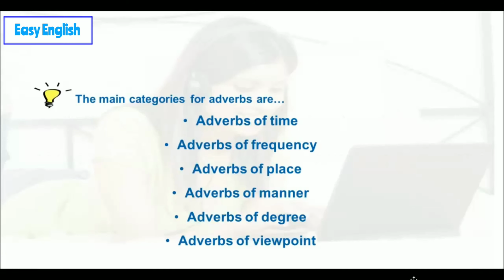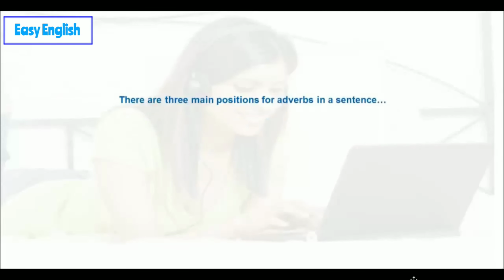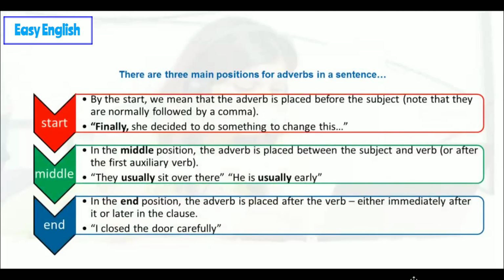So just a reminder, the main categories of adverbs are adverbs of time, frequency, place, manner, degree, and viewpoint. There are three main positions for adverbs in a sentence. By the start of the sentence, we mean that the adverb is placed before the subject. Note that they are normally followed by a comma.